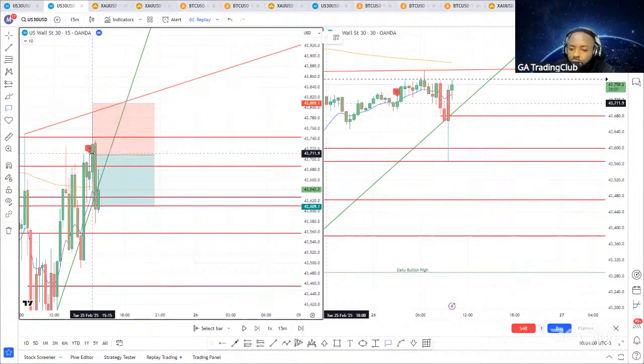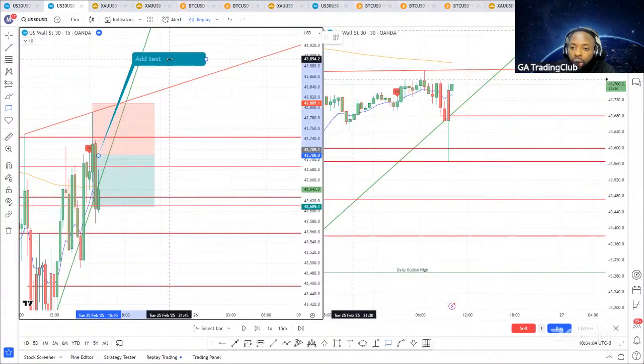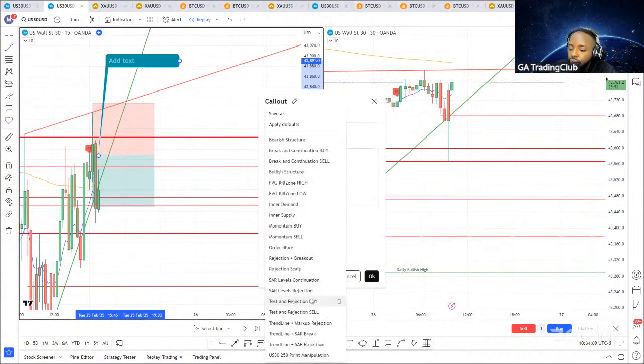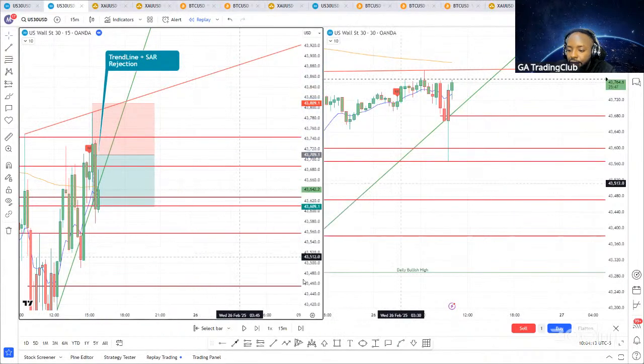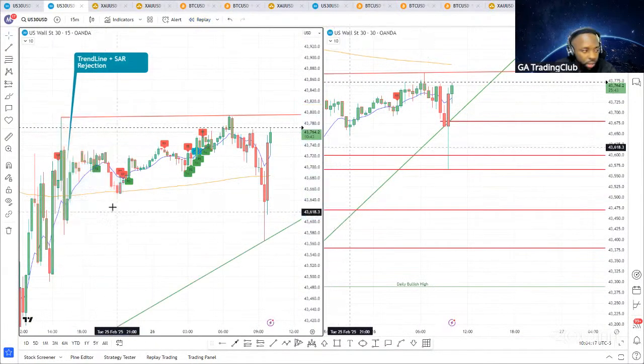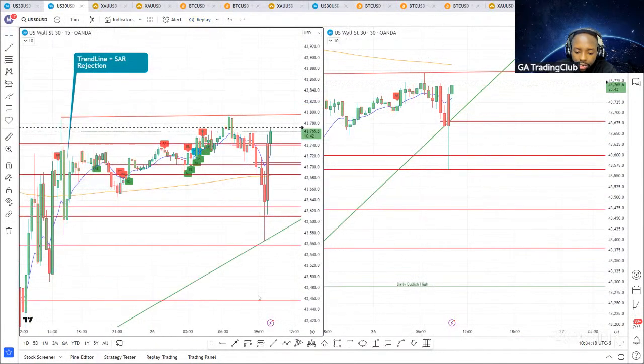We might need to move back to that US 30 chart. So remember, the trend line and SAR rejection strategy is my most profitable strategy, followed by the SAR levels rejection strategy. Let me share the other chart real quick, because I think we'll get that entry on US 30. I think it's this chart.